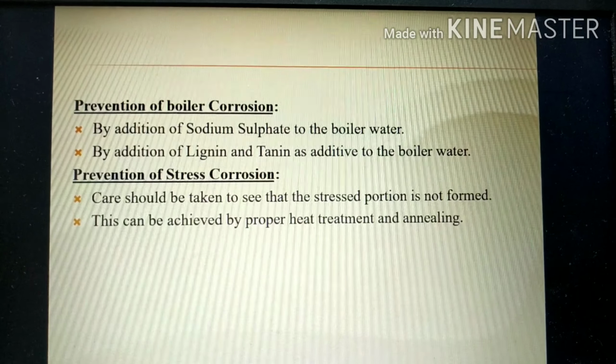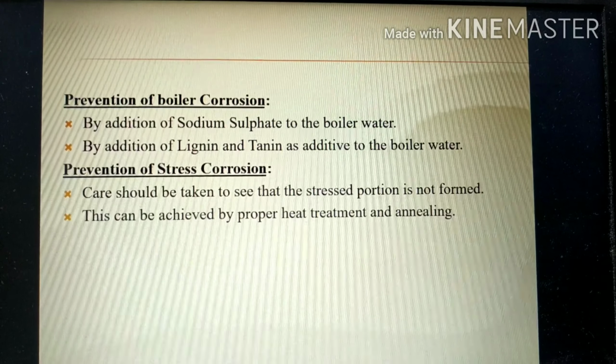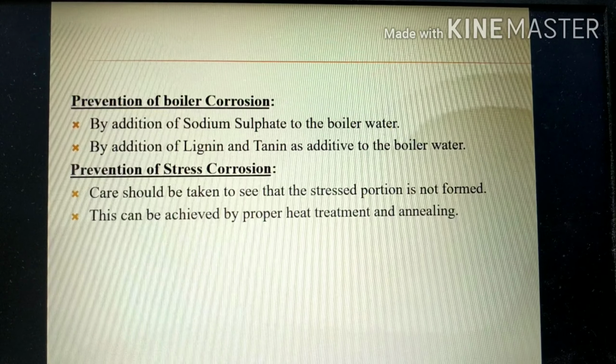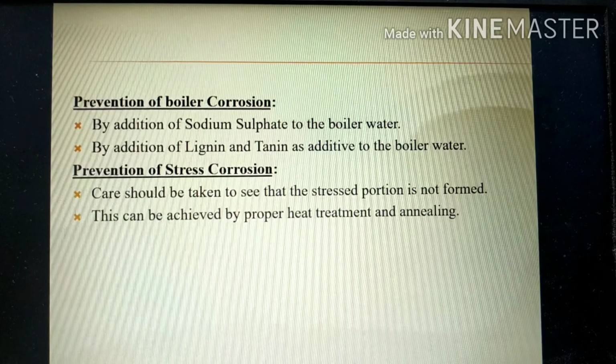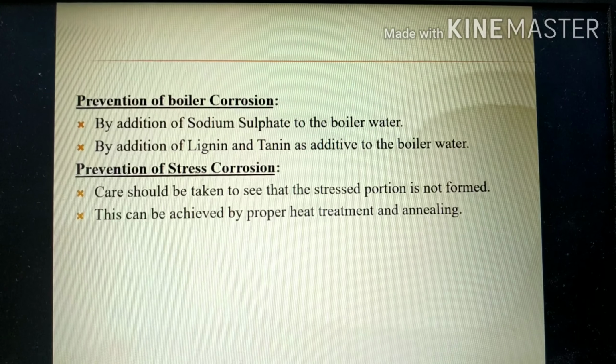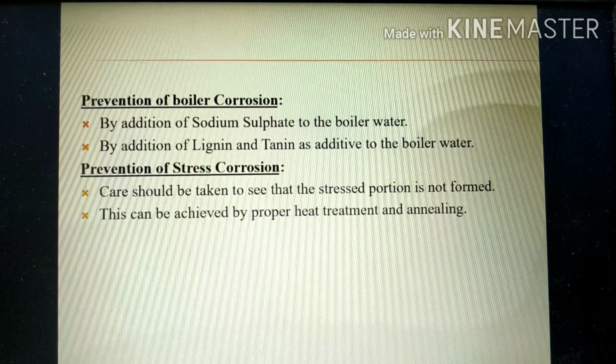So how can we prevent the boiler corrosion? We can prevent the boiler corrosion by adding sodium sulfate to the boiler water. A small amount of sodium sulfate has to be added into the water while boiling the water in the boiler, and by addition of lignin and tannin as additives to the boiler water.